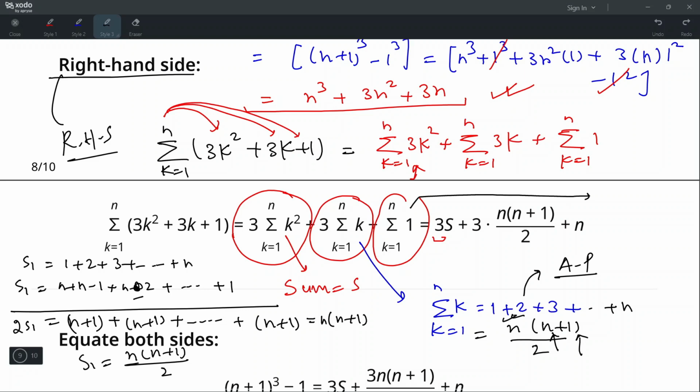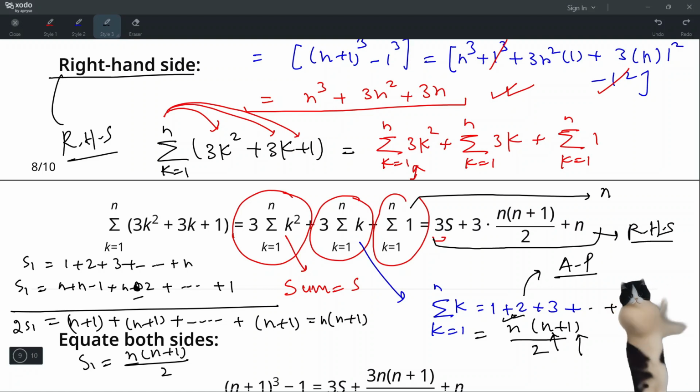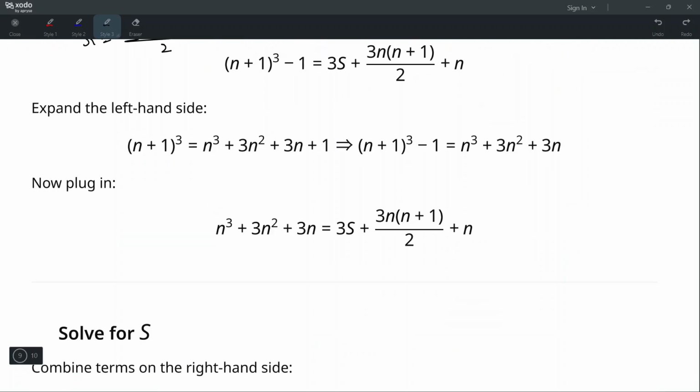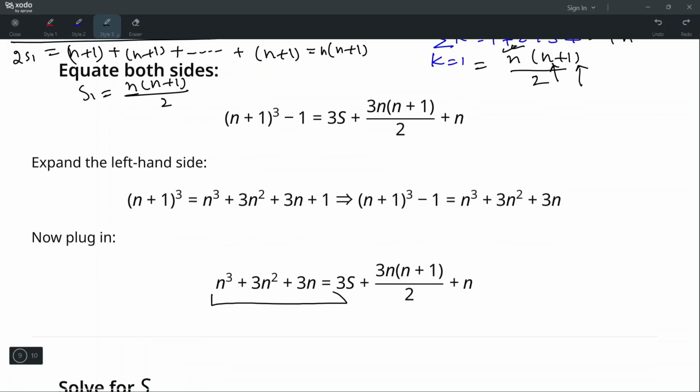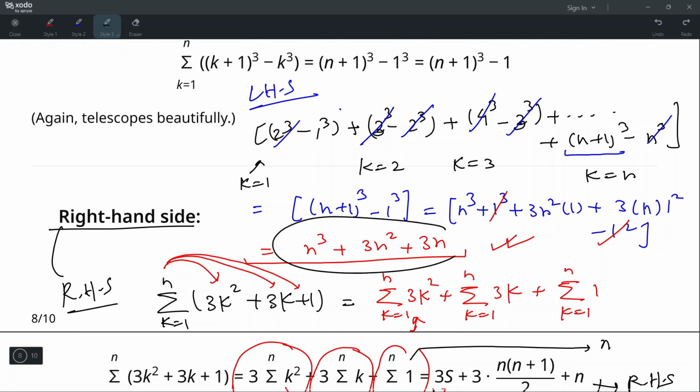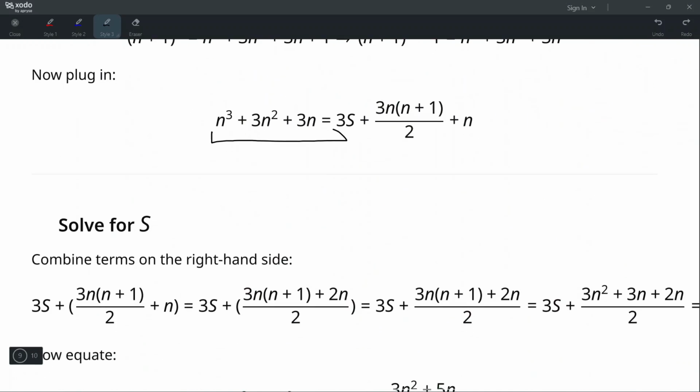Looking at this result, when we sum k equals 1 to n of 1, this becomes n. So finally, this is our right hand side. Next, we equate the left hand side with the right hand side. Here we are. This is what we got. If you go back, this is the result with the left hand side, and this is the result with the right hand side, and from here on we have to solve for S.